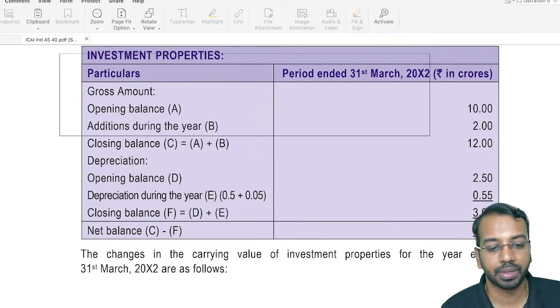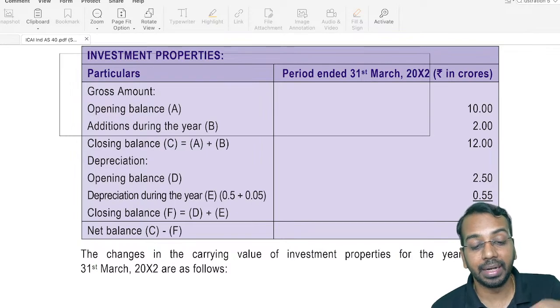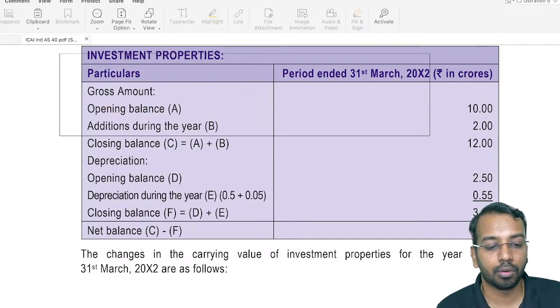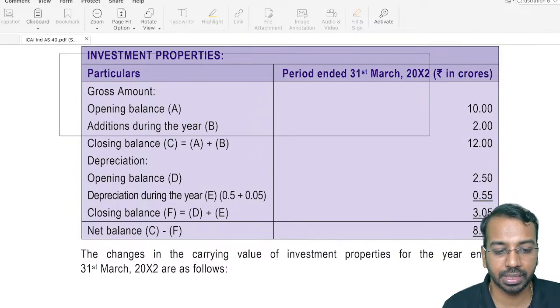That's the first building. Then the building that we have purchased now for 2 crores has a life of 40 years. So 0.05 is the depreciation.